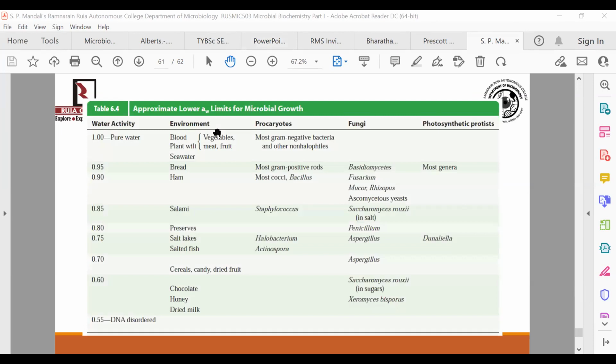So this shows you the water activity of different environments in which organisms can grow. You can see that even fungi can grow down to 0.60 water activity. Below that, as close as 0.55, you will not be able to see any microorganism growing at that water activity, because the DNA structure gets affected at such a low water activity. So 0.6 is the cutoff point. Beyond that, you will not be able to see any organism growing.